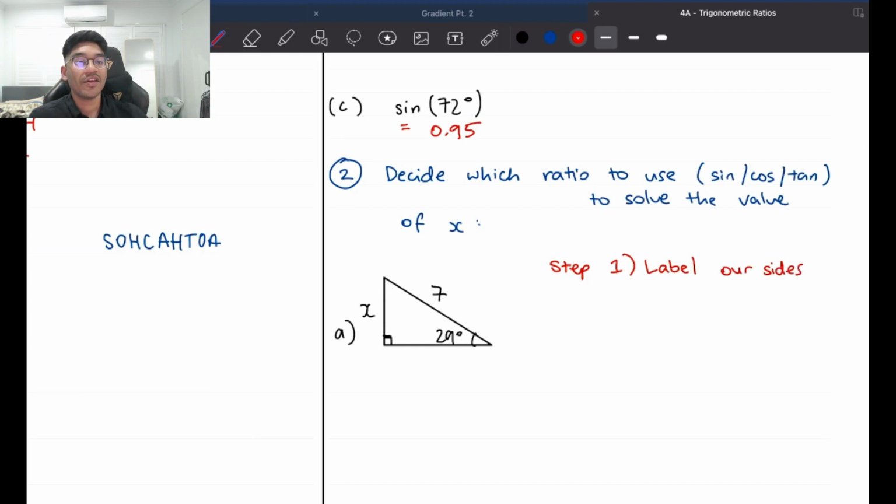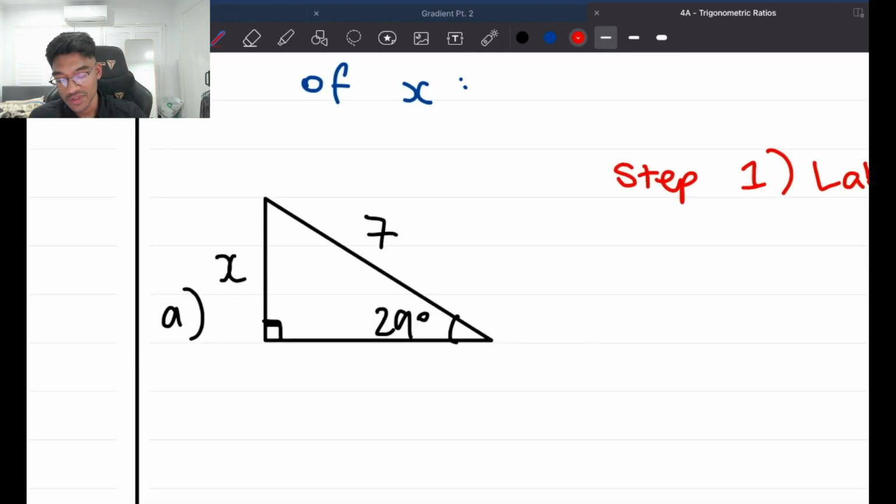So remember, we're labeling them hypotenuse, adjacent, or opposite. So I'm going to start with my opposite. I'll start from the right angle and go opposite my right angle. So this is my hypotenuse, right? The longest side, that's my hypotenuse. I'm just going to call it h. Next, we look at the angle and we go opposite the angle. That's called my opposite. And the last one is my adjacent.